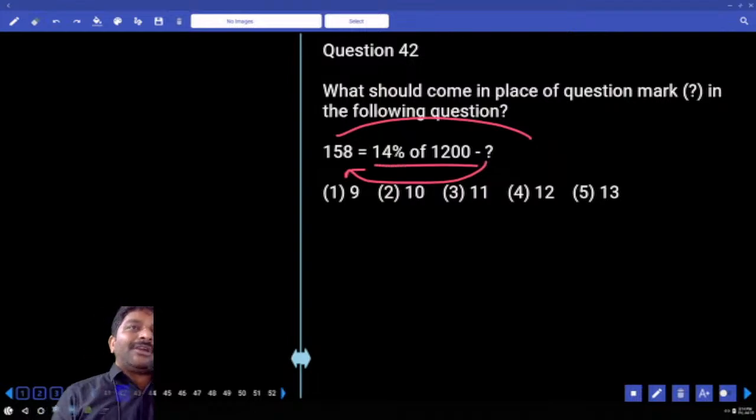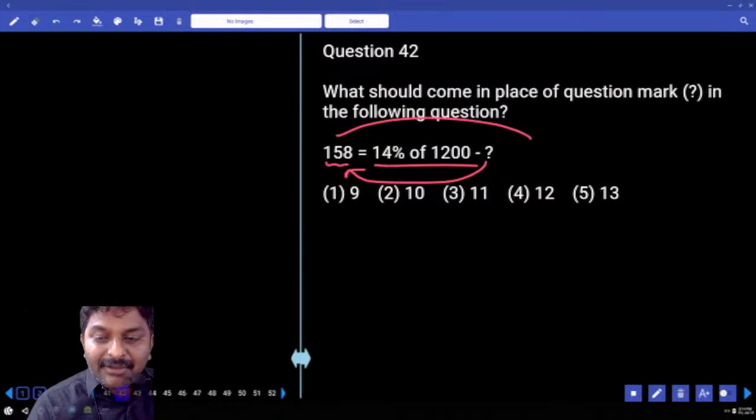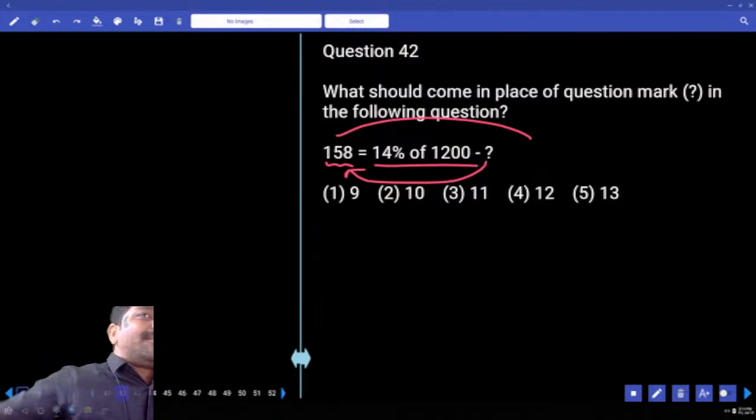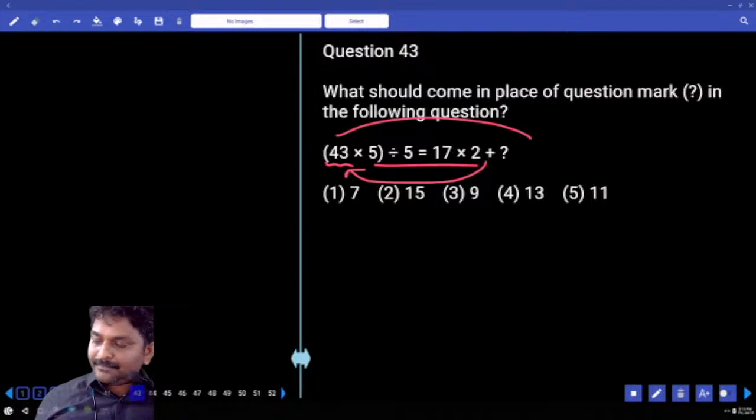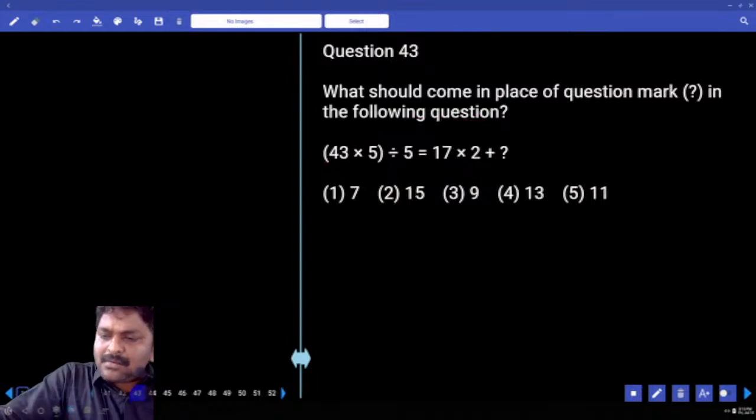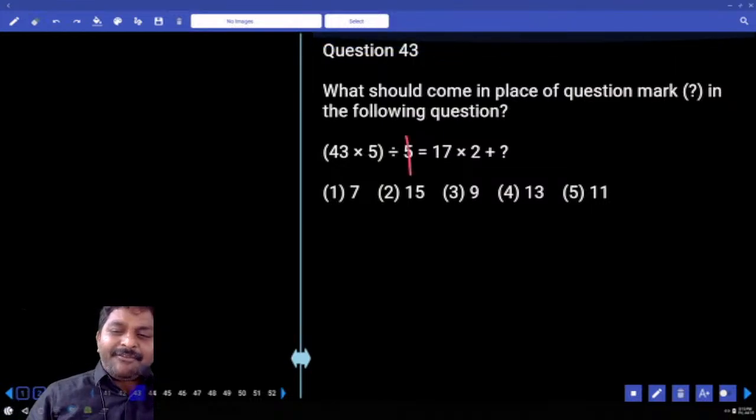14%. 14 into 1% value. What is 1% value? 14 into 12 ends with, come on. 158 goes to the other side, becomes minus, right? And that number is ending with plus 8 minus 8. Answer ends with how many? Five cancel.